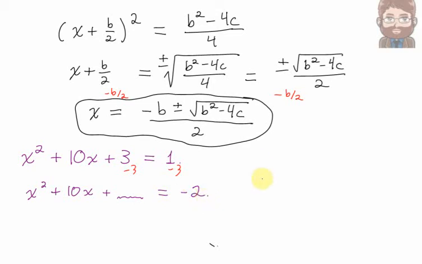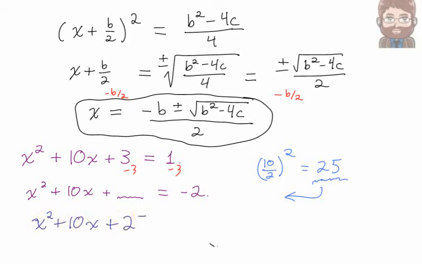Well, just a little bit of side work over here. 10 over 2 is 5. We square that, it's 25. This is going to be what we add to this equation to make the left-hand side a perfect square. So, going back to this equation, we'll have x squared plus 10x plus 25. Now if you add 25 to the left, you have to add it to the right. That equals 23.